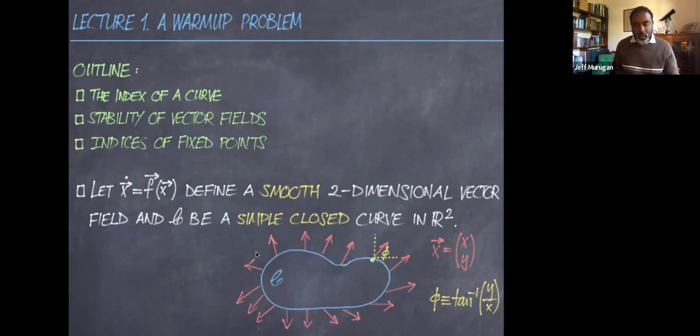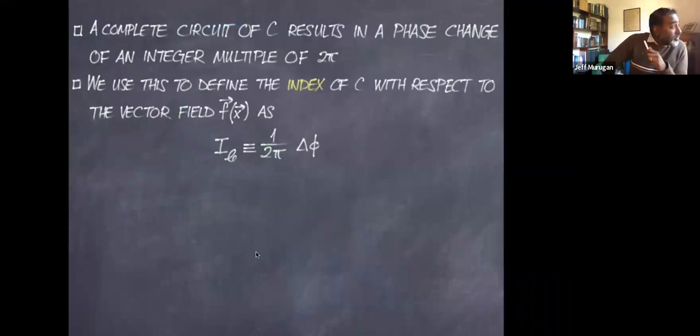So what happens? Well, a complete circuit of the curve C will result in a phase change of the vector. As I go along, my vector is changing, and it comes back to the original vector, but possibly with a phase change. But that phase change can only be an integer multiple of 2 pi. So draw the picture, draw some arrows, follow the curves, and you'll see that that's a clear statement to make. A complete circuit of the closed curve will result in a phase change that is an integer multiple of 2 pi.